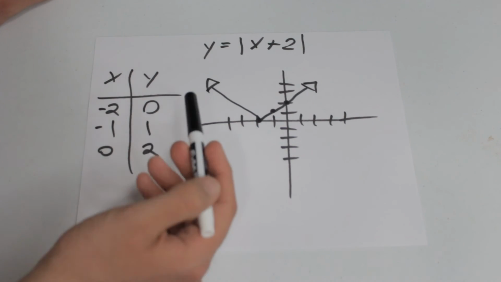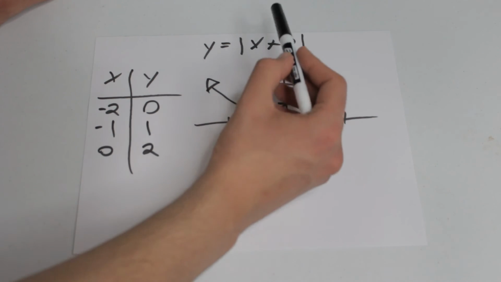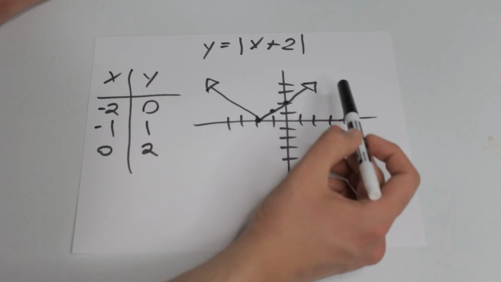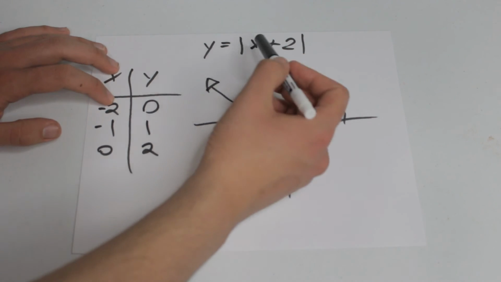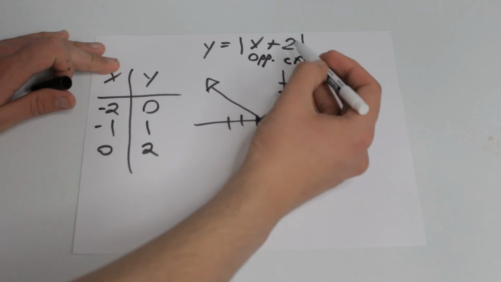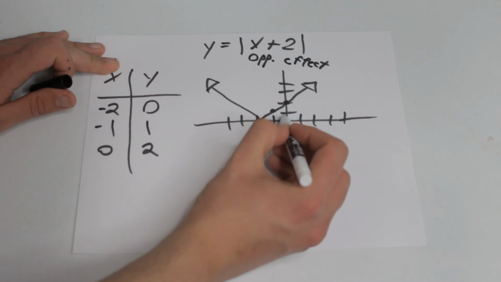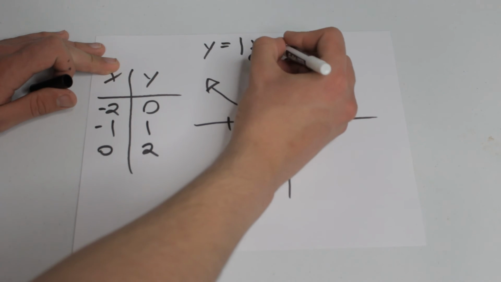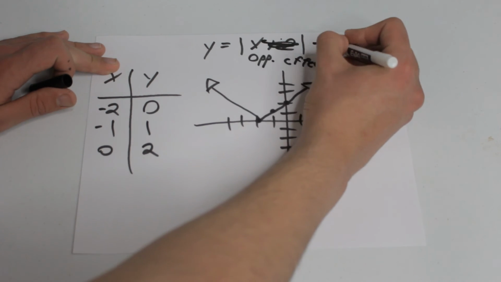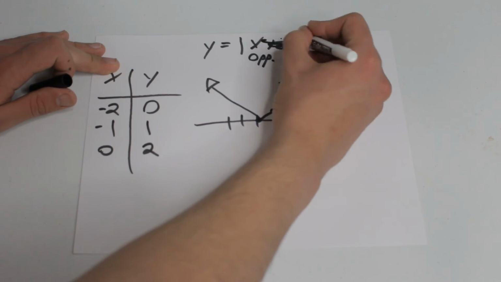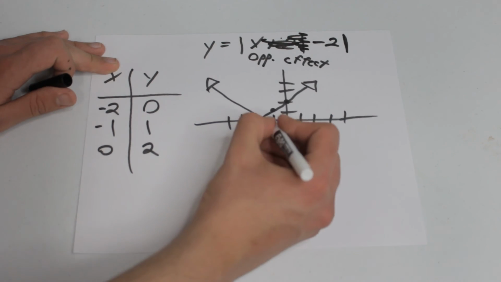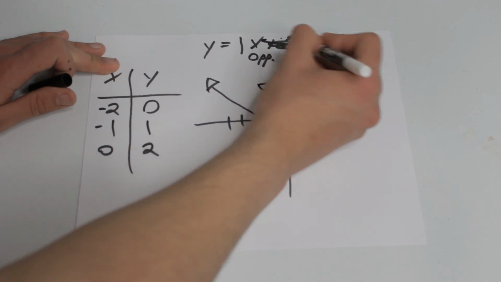Now, this may sound strange because you may think that plus 2 means that you move it to the right. But there's an opposite effect here. So if you see a plus 2 inside, you move it to the left. If you see a negative 2 inside, you move it to the right, and we're done.